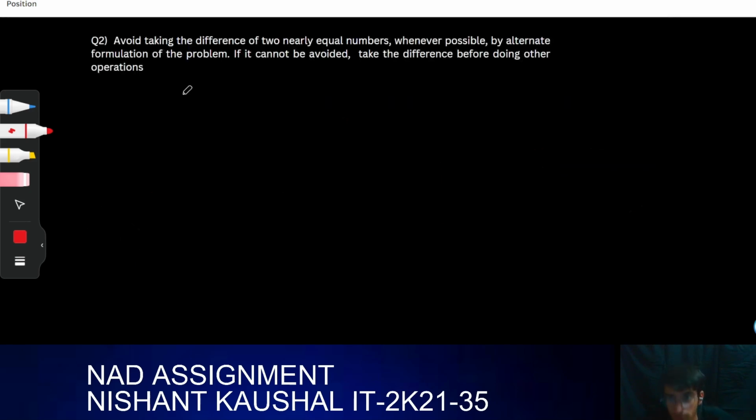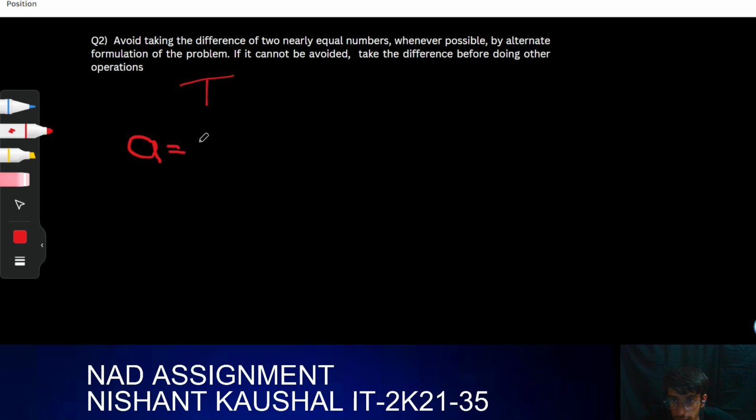Let's see the second question of our true and false. Second question is: avoid taking the difference of two nearly equal numbers whenever possible by alternate formulation of the problem. If it cannot be avoided, take the difference before doing the operation. So this should be true. Let us take an example to explain this.